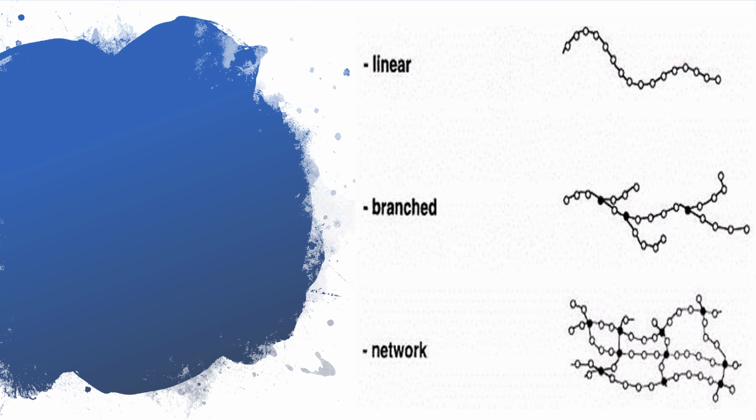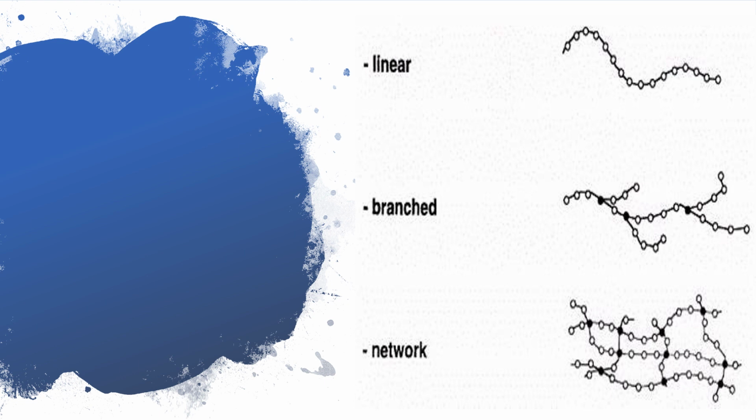So here you can see the structure for linear, branched and network polymer. In linear polymer, you can see the monomer units are linked together. They are linked in such a way that in a linear chain, right? Long and linear chain. Whereas in case of branched polymer, the monomer units are linked in a linear chain and they carry some side chain, right?